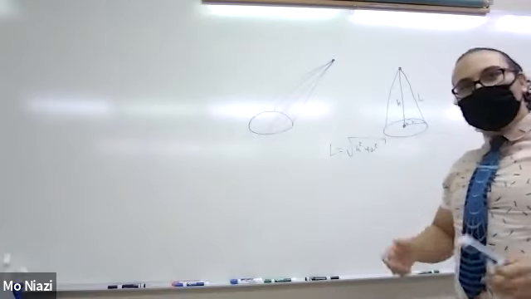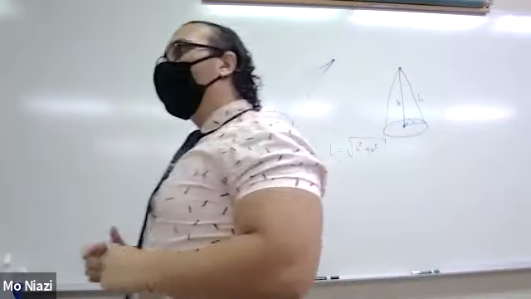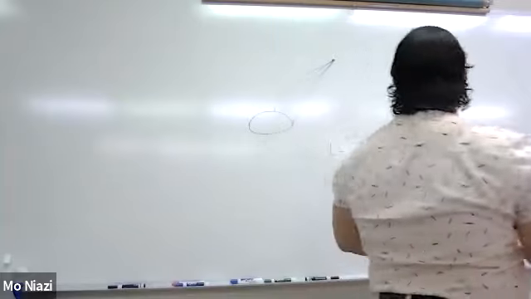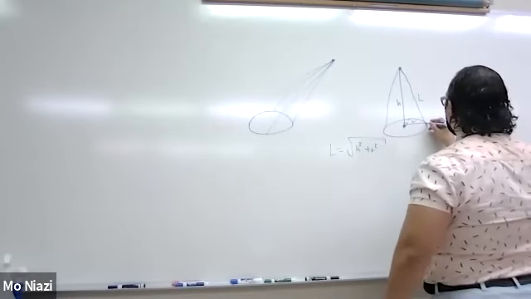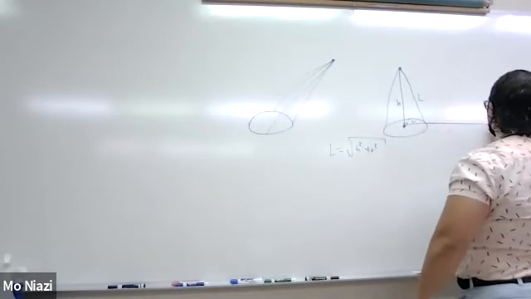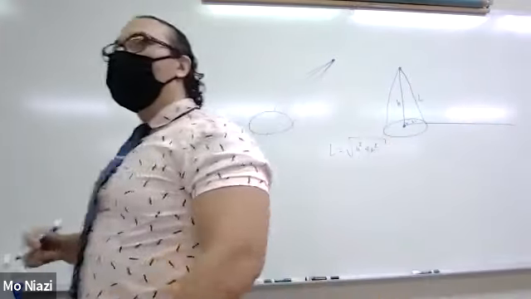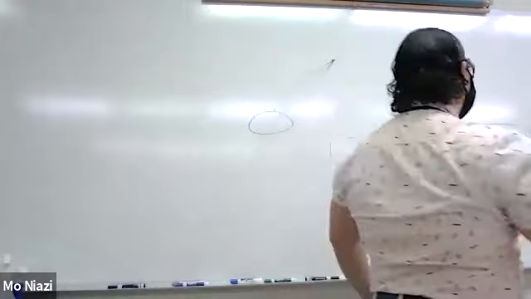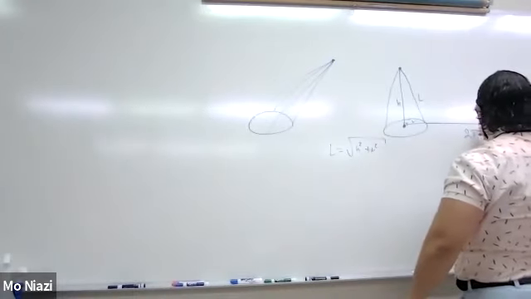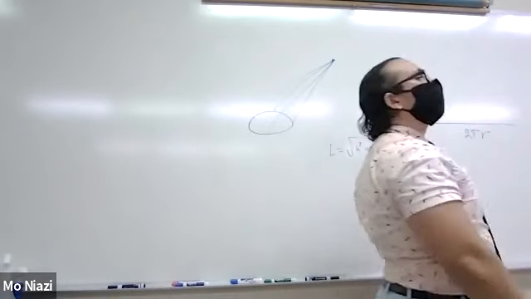What's the perimeter of a circle? Excellent. 2 pi r. So imagine I got the circle and I straighten it out, and I make it into a straight line. So this distance becomes 2 pi r. Okay?